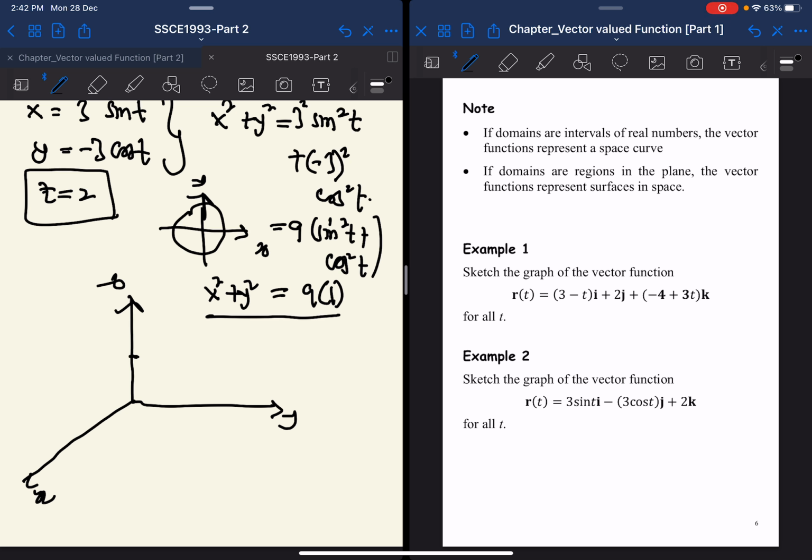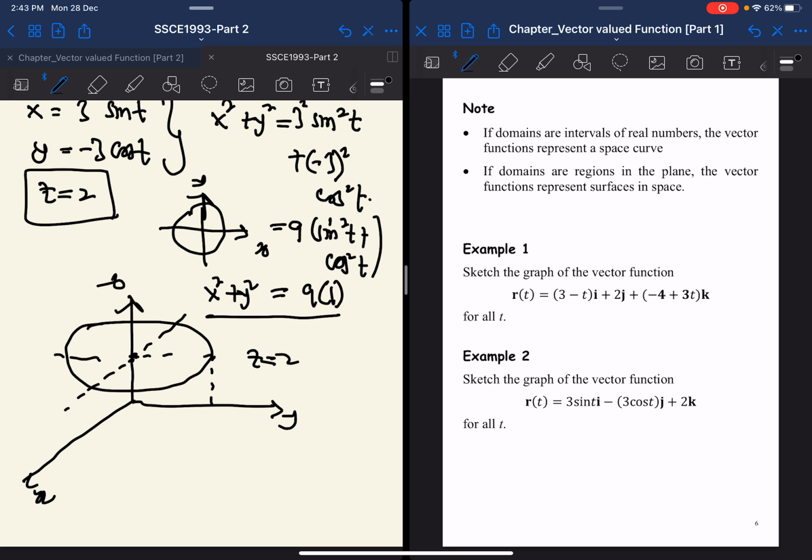So you actually will get a circle on z equal to 2. So this one is z equal to 2. You actually will have a plane with the circle shape floating at z equal to 2. The next part is you have to decide the direction of the position vector.